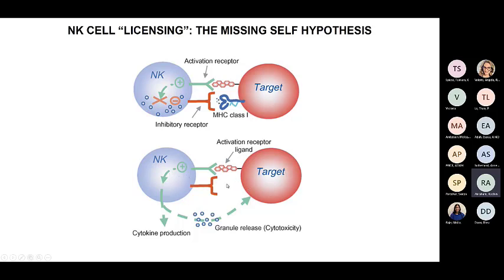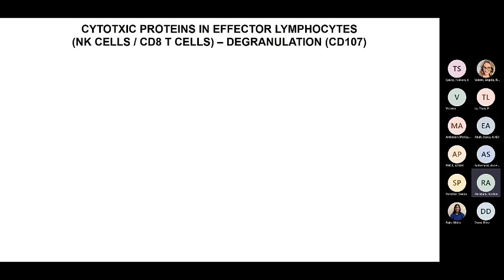The inhibitory receptor can no longer recognize MHC class 1 because either the virus or the tumor has downregulated it, and the NK cell knows, aha, I need to kill this because I don't see my ligand that tells my inhibitory receptor I need to block this. So we call that NK cell licensing, and that's the principle behind the NK cytotoxicity assays.